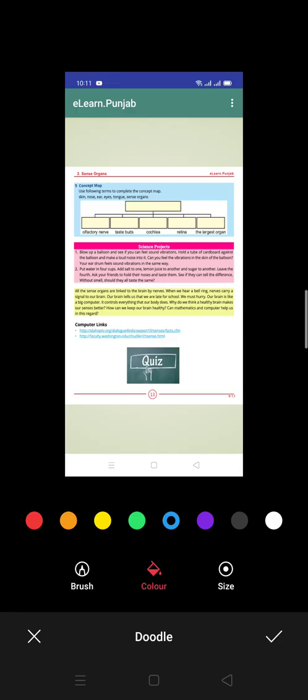Next is the concept map. So we will fill it, and they have given us terms. First is sense organs. Then olfactory nerve. Olfactory nerve is for the nose. Taste buds are for the tongue. Cochlea is for the ears. Retina is for the eyes. The largest sense organ is the skin.